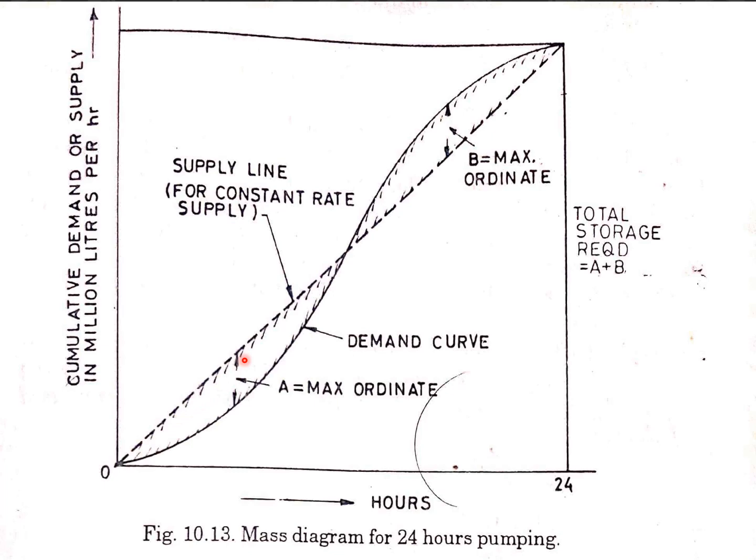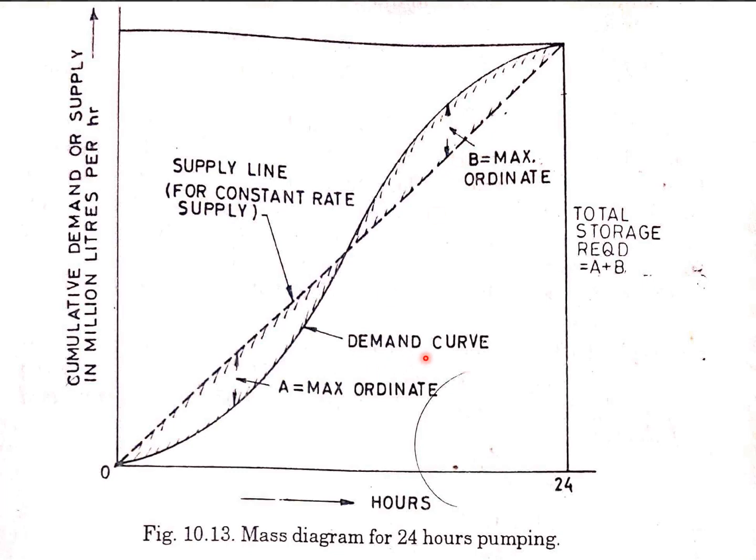So this is an example for a Markov method. So we have a constant supply line. So supply line எப்படி இருக்கு? Looks like a straight line. So straight line அப்படின்னா என்னது? Constant இருக்கிற supply. So every hour the supply is constant. Okay. So this is our 24 hours pumping, 0 to 24 hours. And here it is cumulative demand for supply in million liters per hour. So this is the total storage required, that is A plus B.